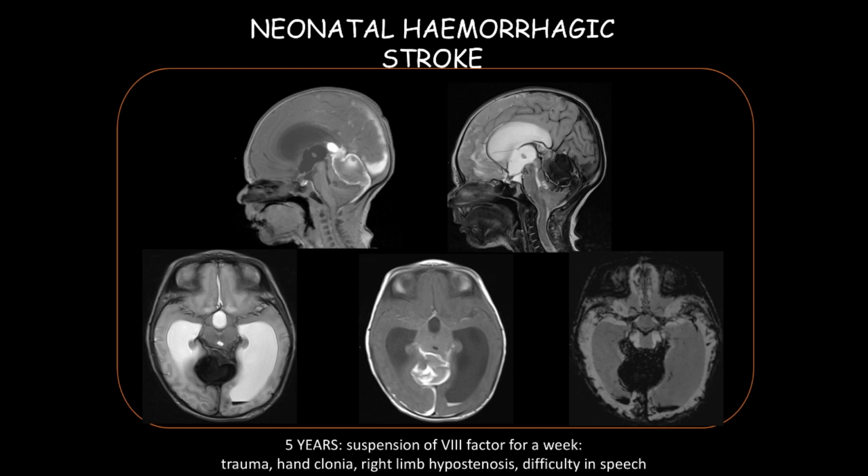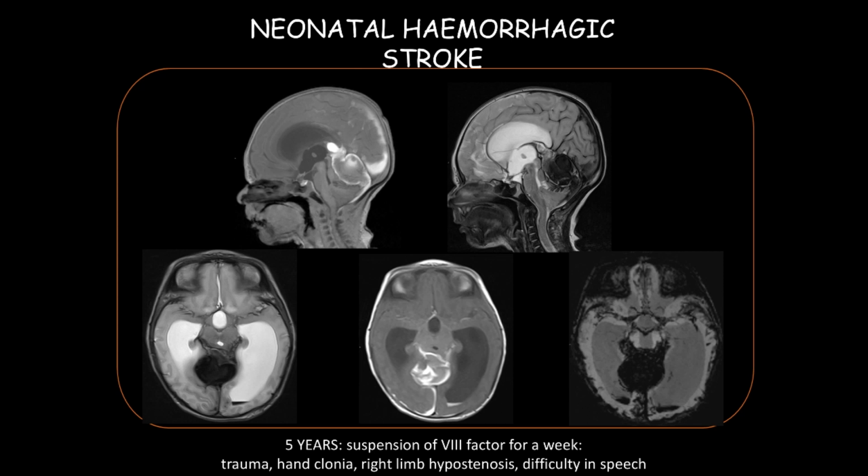This is a very interesting and dramatic case of a child of 5 years. We already knew that he was hemophilic, therefore he was undergoing a therapy with factor VIII, but for some reason he suspended the therapy for a week and there was a trauma. Therefore, he presented with clonia, right limb hyposthenia, difficulty in speech, and here we can see the images.